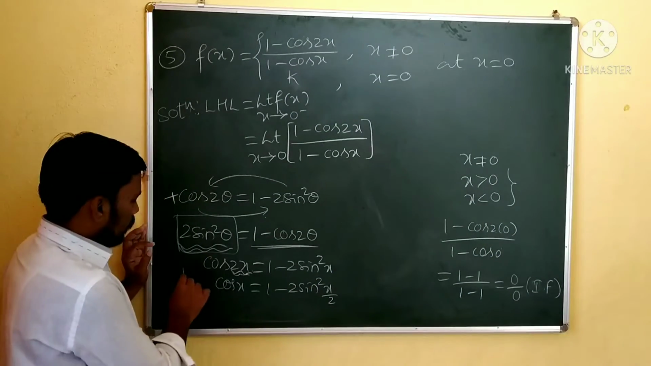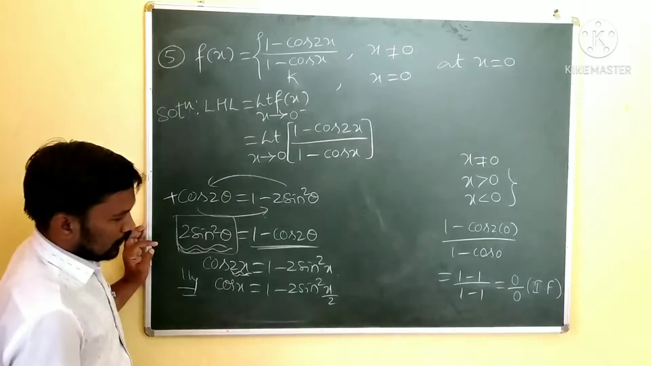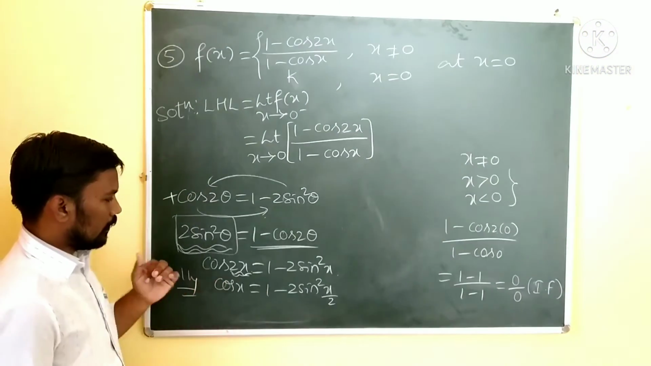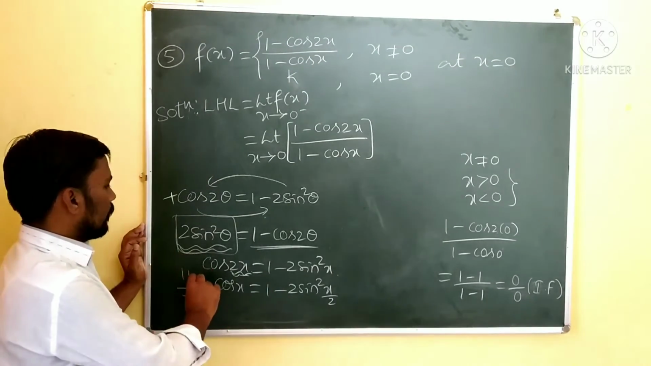Similarly, cos x is nothing but 1 minus 2 sin square x by 2. It is also called the half angle formula. Okay, let us make use of these two formulas.